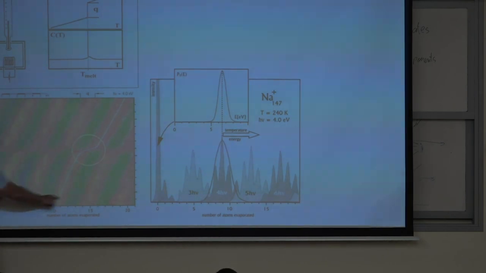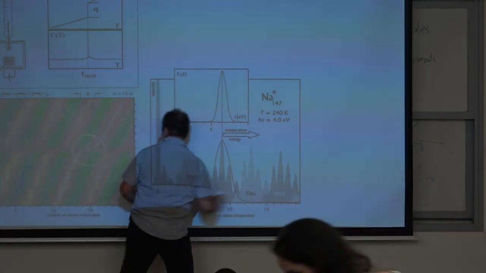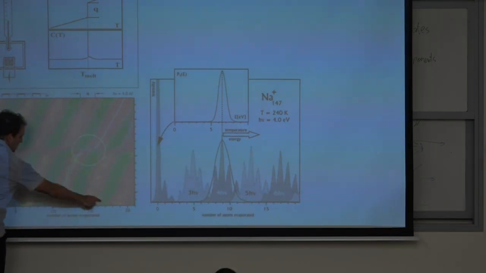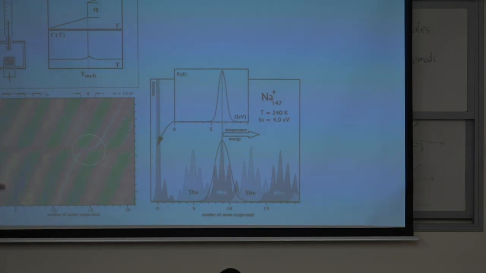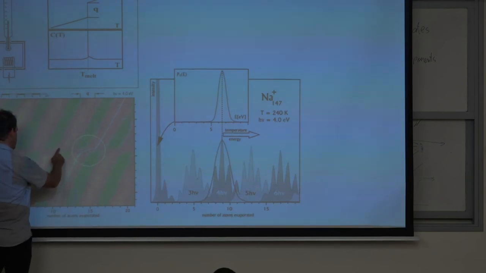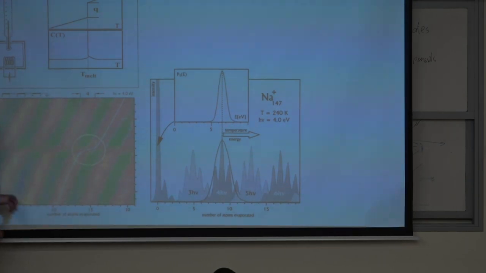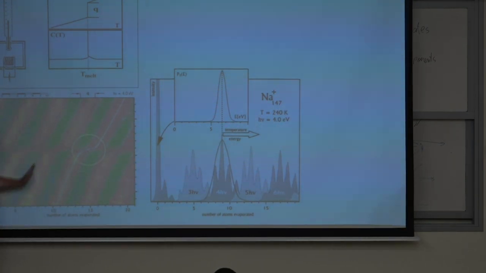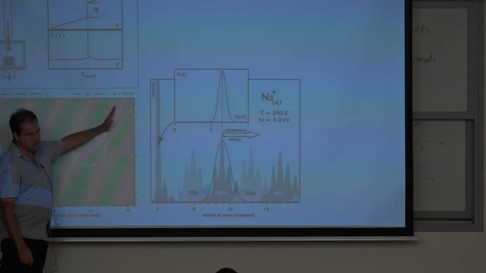They have this distribution. So what you see here is one line. And then they increase the temperature, and you see this distribution moves. So if it moves by this distance, then they know that this change in temperature is like changing energy by one photon. But the crazy thing is that they see this going like this.